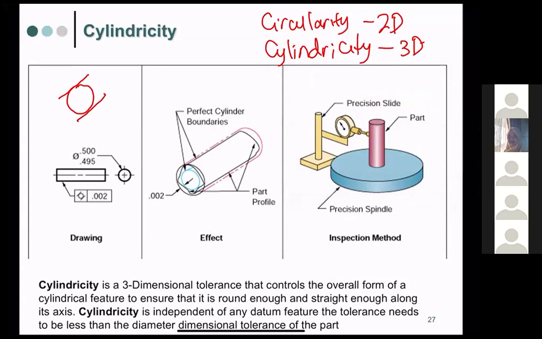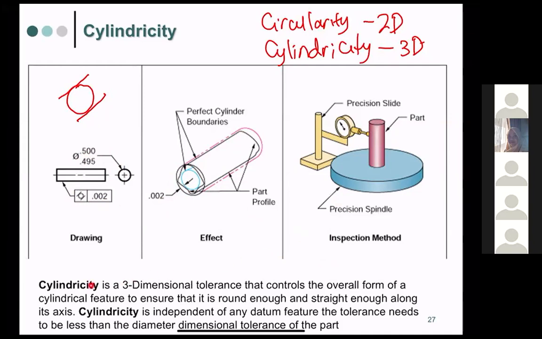Okay, so this is a drawing, and that means that we have this rod, and this rod has a diameter minimum 0.495 and the maximum is 0.5, and it should have a cylindricity tolerance of 0.002. So all the volume should be within a thickness difference of 0.02. Okay, and this is how to check the inspection, using the indicator or the precision slide to check the roundness or the cylindricity of the surface.